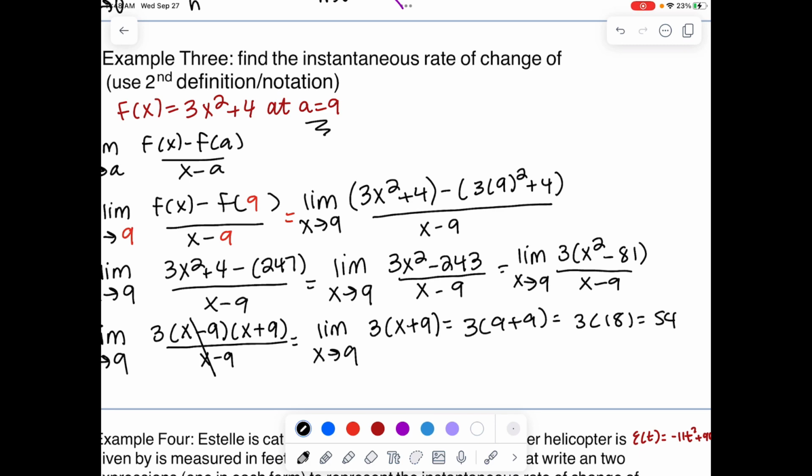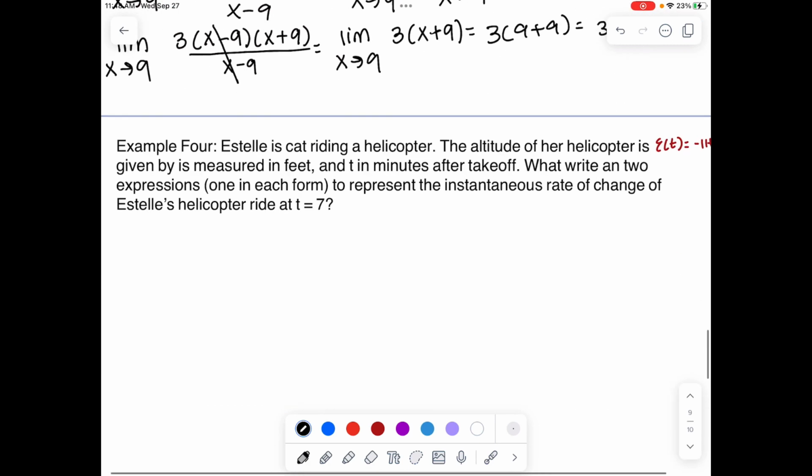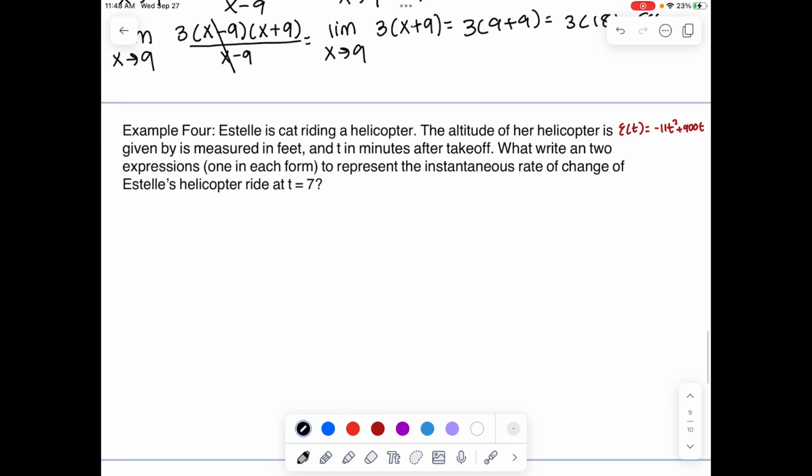We're going to do one more example real quick, but again, we're not going to solve this problem. We're just going to set it up. So we have this cat. Her name is Estelle, and she's riding a helicopter. The altitude of her helicopter is given by E of t equals negative 11 t squared plus 900 t. E of t is measured in feet and t in minutes after takeoff. Sorry, this is typo city, but write 2 expressions, one in each form, to represent the instantaneous rate of change of Estelle's helicopter ride at t equals 12.